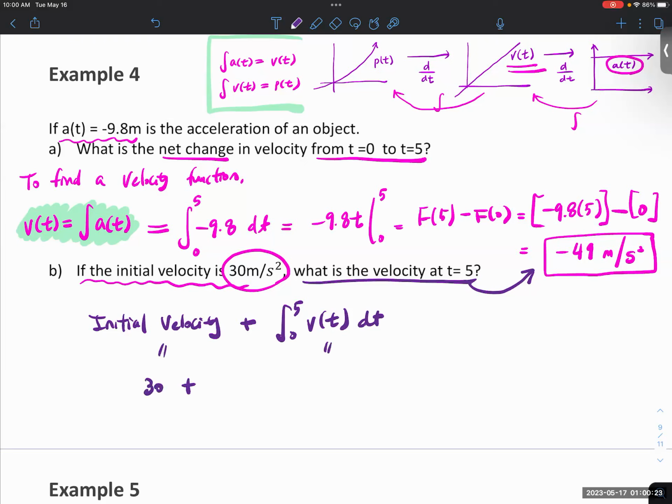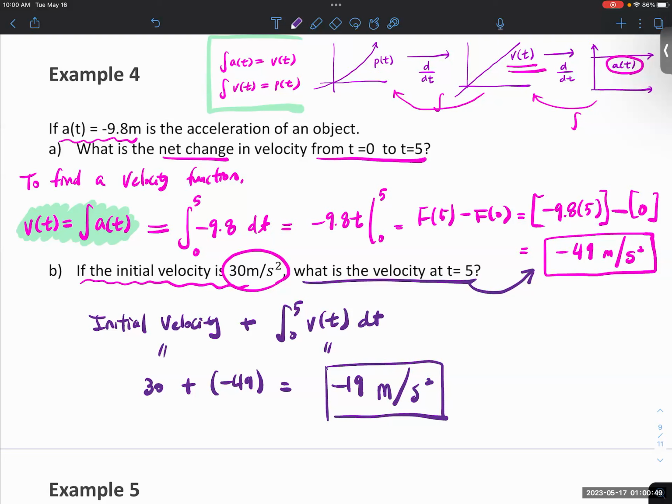We already know this is negative 49, so it's going to be negative 49 meters per second squared. So this is the second question's answer. You can think about it. Are you getting better? Does it make sense to you? Take a look at it, think about it. It's going to be fine. I'm going to do this slowly and surely.